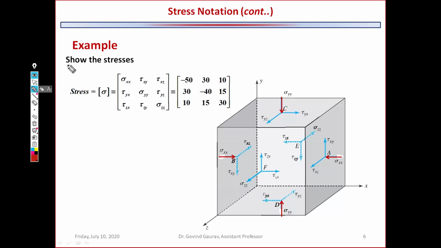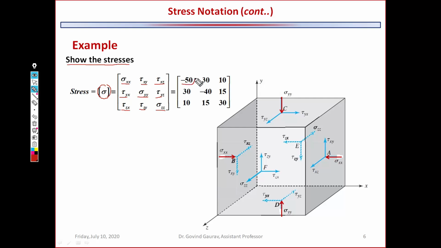Now we will do a numerical example to show the different states of stress. The stress matrix is given by sigma xx, tau xy, tau xz, tau yx, sigma yy, tau yz, tau zx, tau zy, and sigma zz. Now we have to define the direction in which these values of stresses are acting.